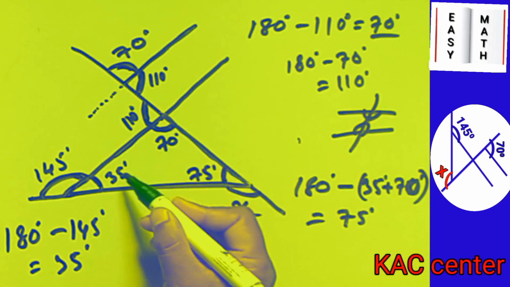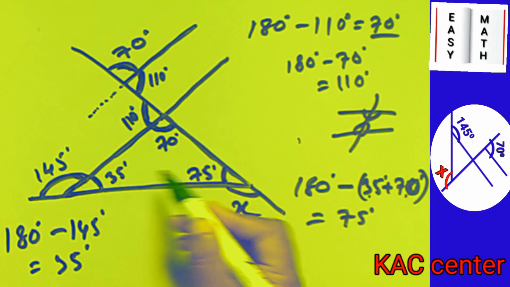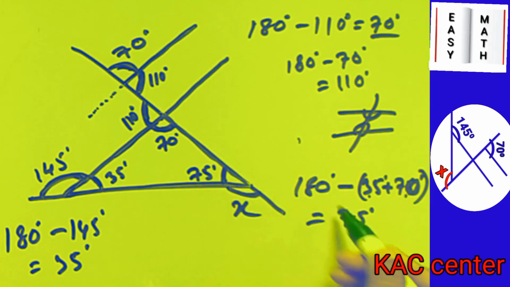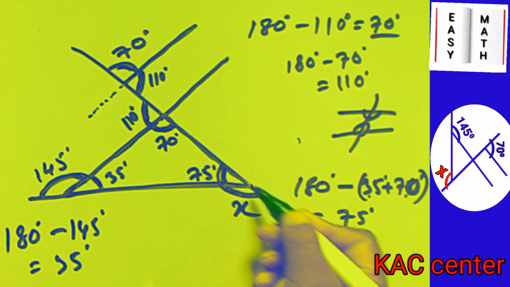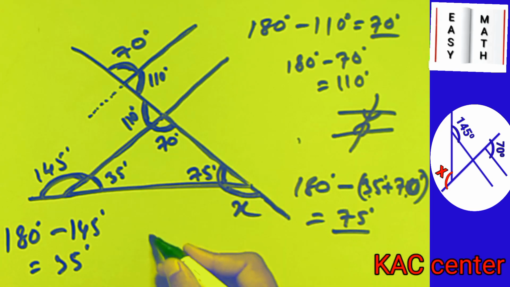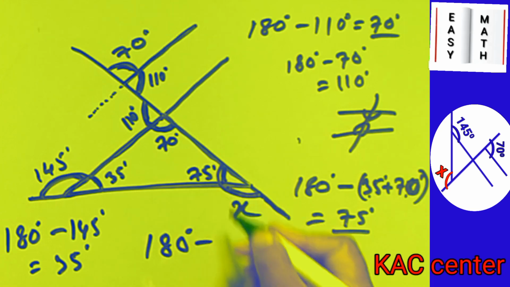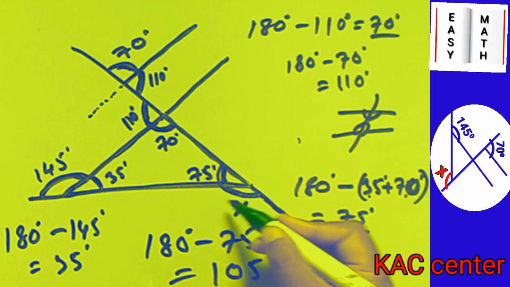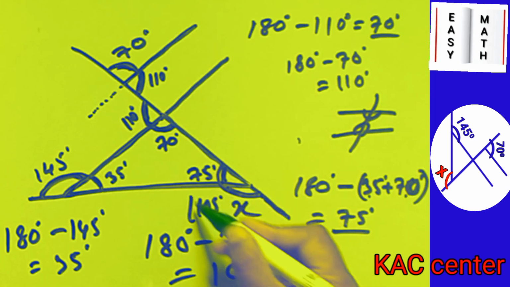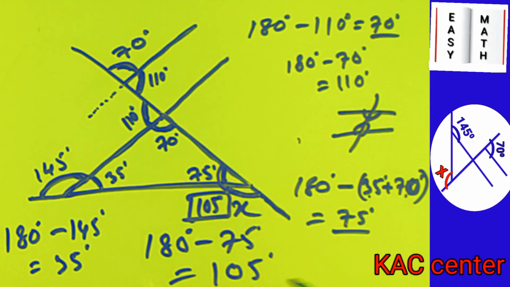Because 1 and 2 are angles, and this is the 75 degrees. And now this total is 180 degrees and this is minus the 75 degrees. So 180 minus 75 degrees, so this value is 105 degrees.